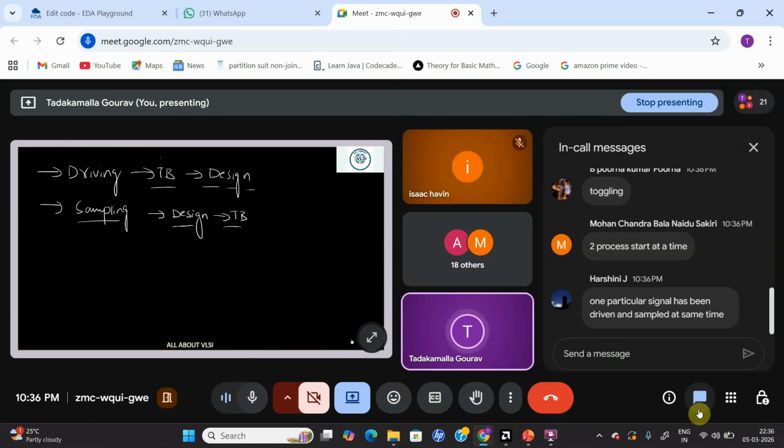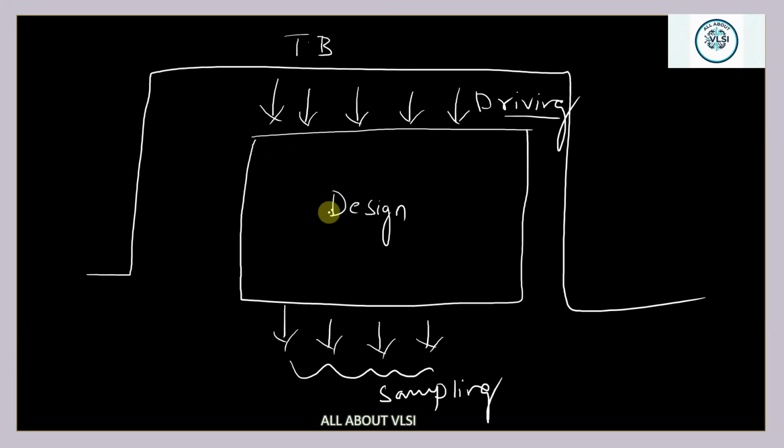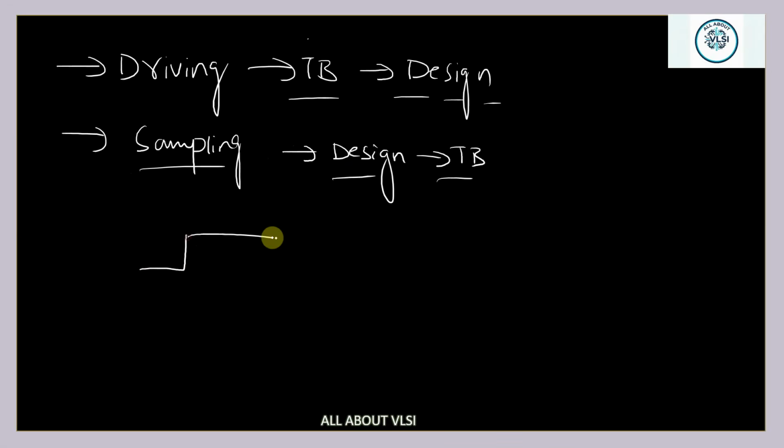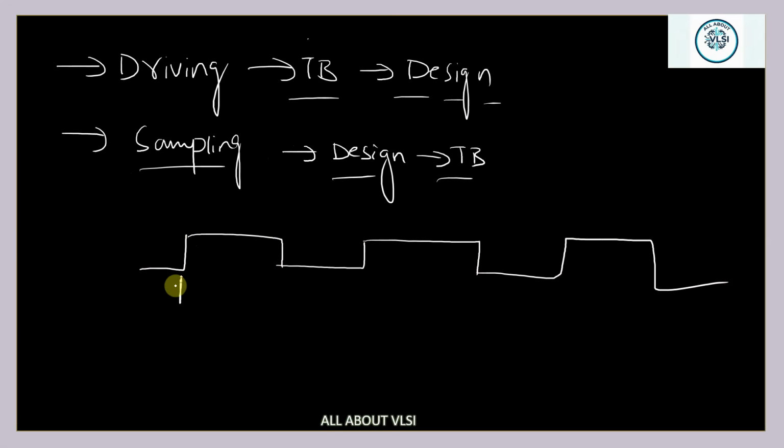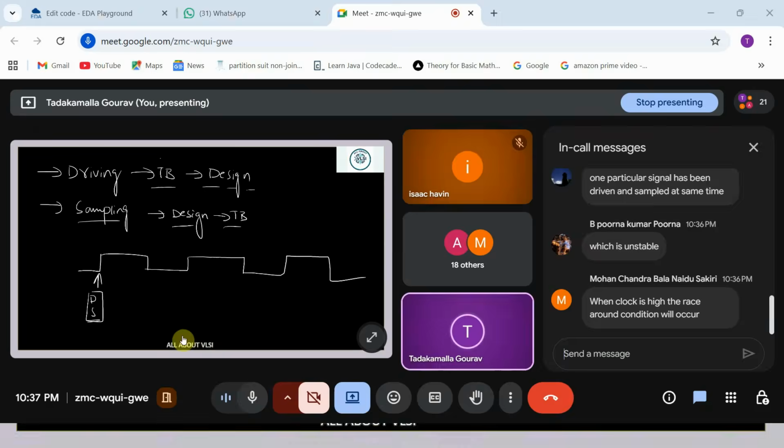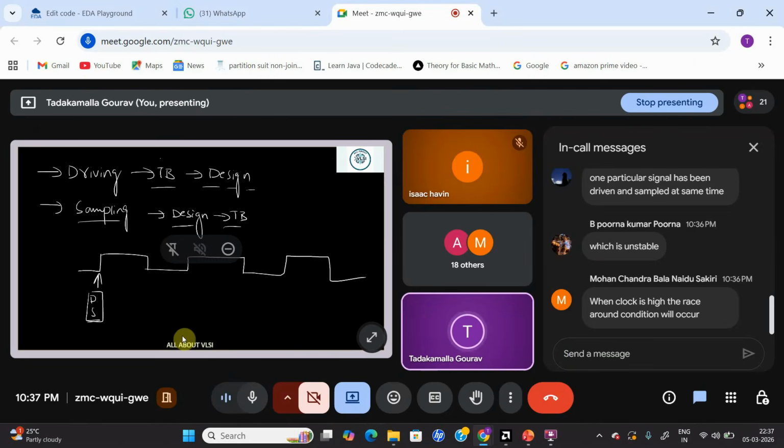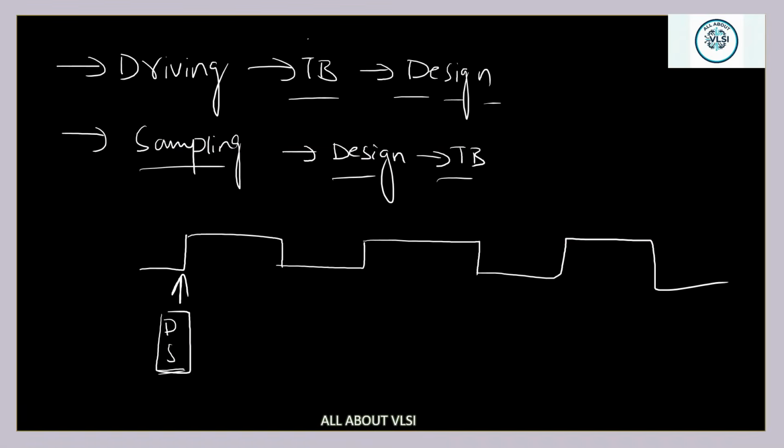Race condition means, if you are driving and sampling at the same time, suppose this is your clock. At the same clock, you are trying to drive the value, and at the same time you are trying to sample the value from the test bench. Then you might not get the proper output, because you are providing some value to the design and at the same time trying to get the output. So there may be cases where you might not get the proper output if you drive and sample at the same clock edge.